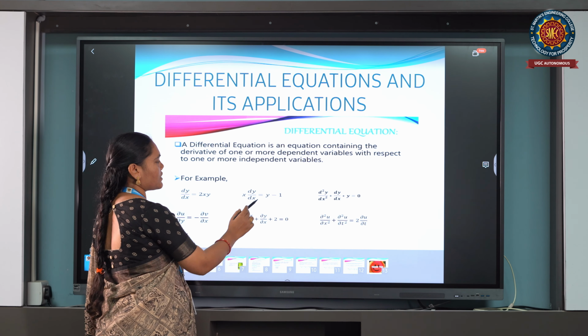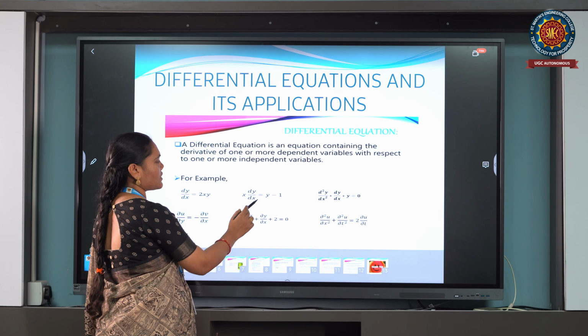Observe here, log is cancelled on both sides. Then we write 1 minus y into 1 minus x is equal to c. This is our required solution of the differential equation. Next, we have to discuss one more problem.